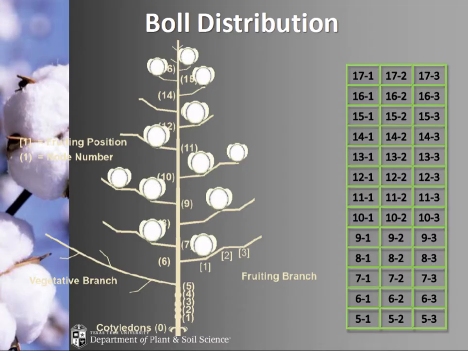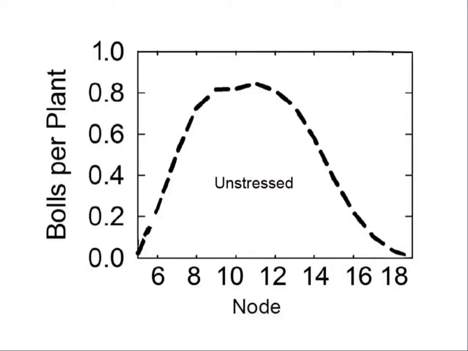In fact, this is just a picture of a boll distribution. I'm required by law to show this because it took me like an hour to put this slide together. If you have an unstressed plant, your boll distribution is going to look something like this. Late in the season, as the plant runs out of resources, it's going to decrease the number of bolls that are retained on the plant. So this would be a typical unstressed plant.